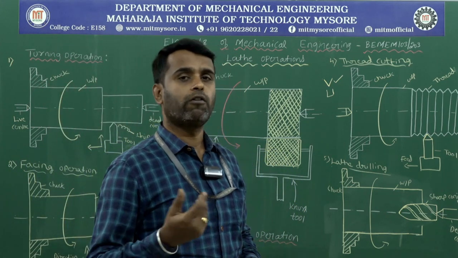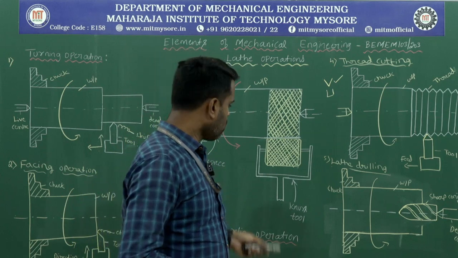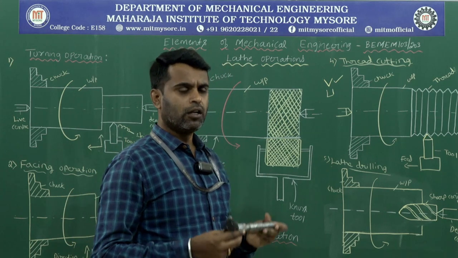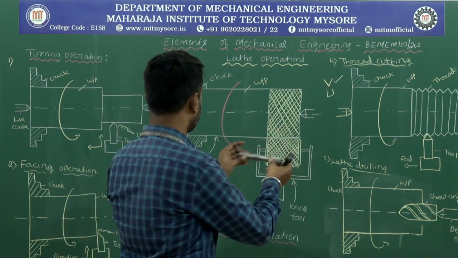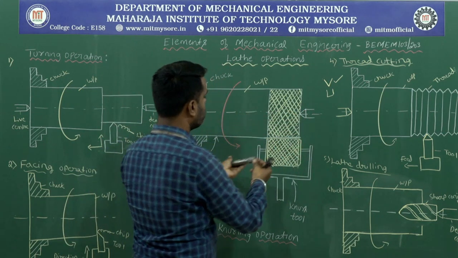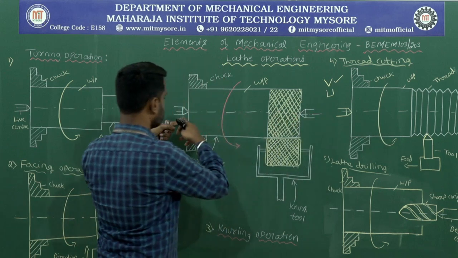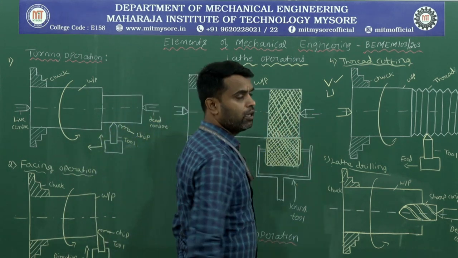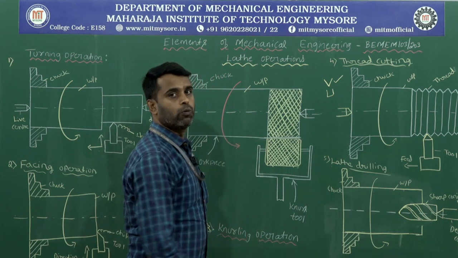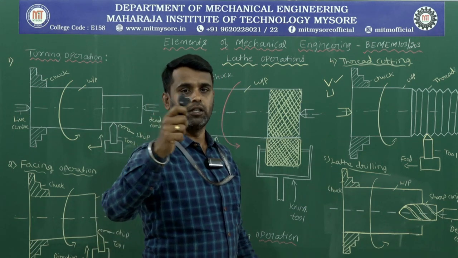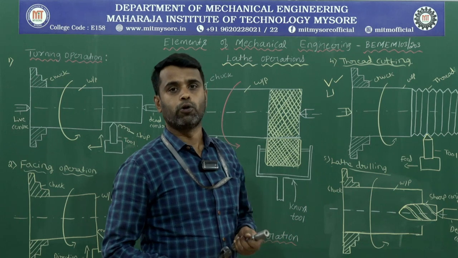Okay, now how to perform the knurling operation? While doing the knurling operation, the workpiece will be rigidly held between the two centers. Okay, here this is the workpiece material. The workpiece will be held between the two centers, one is the live center and the other is the dead center. And the knurling tool is rigidly held on the tool post. Okay, this is the knurling tool.